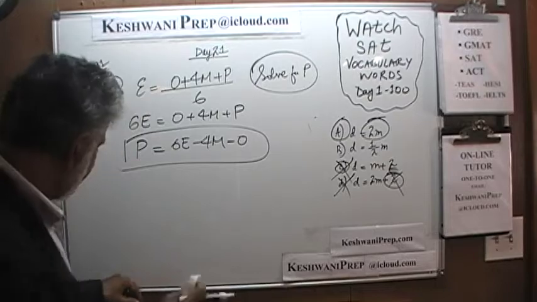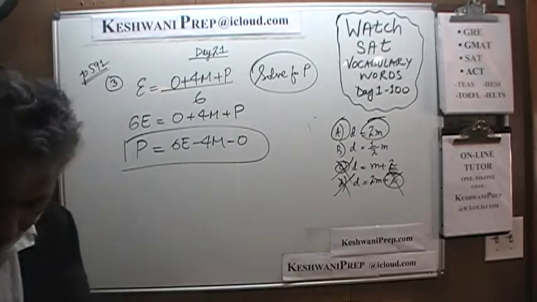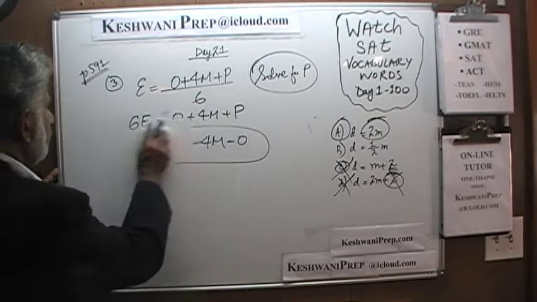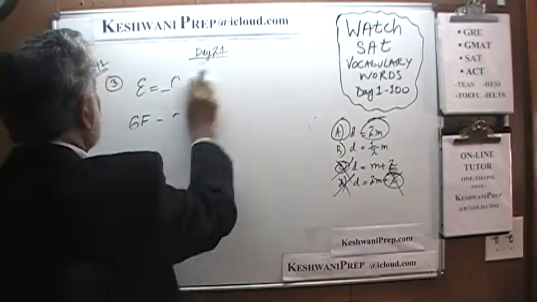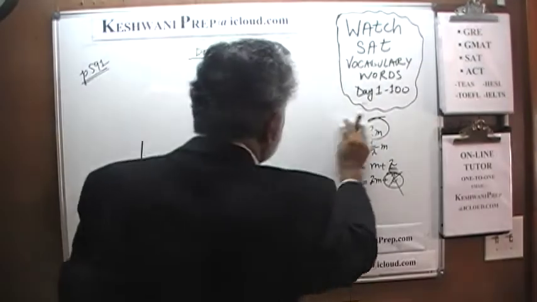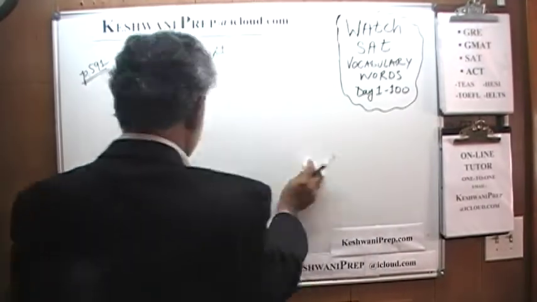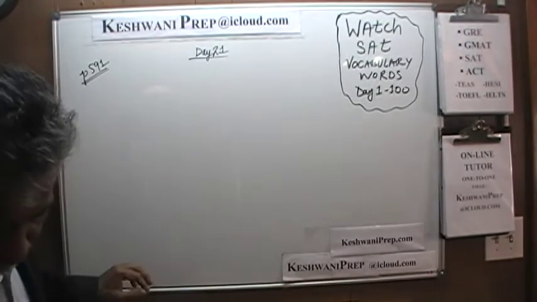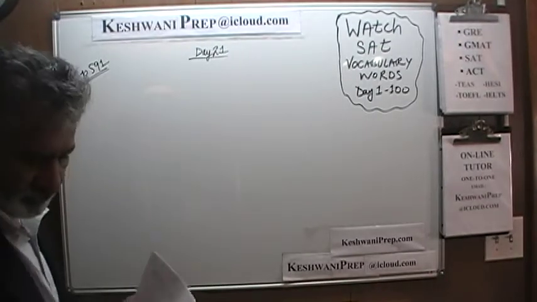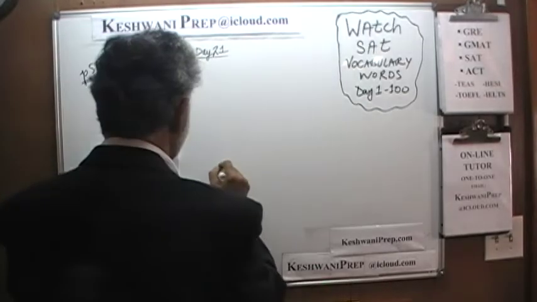Number 4. Number 4 is a geometry problem, and the problem looks something like this. Let's see what we can do here.